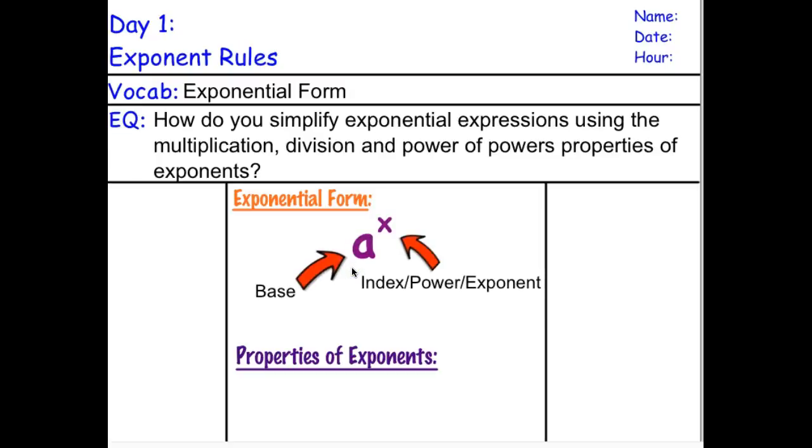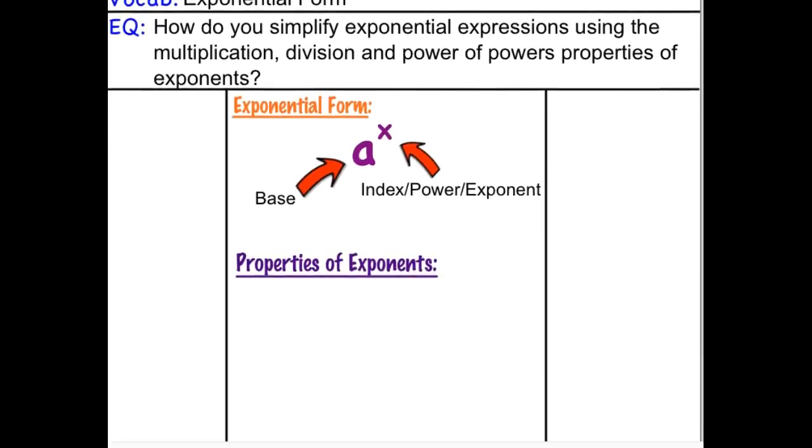And remember, exponential form is going to be a to some power of x, where a is our base, and x is our index or power or exponent. We can use those words interchangeably, remembering that the base is what's being multiplied and the power is how many times it's being multiplied out.